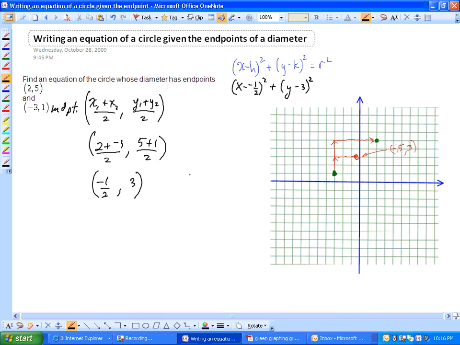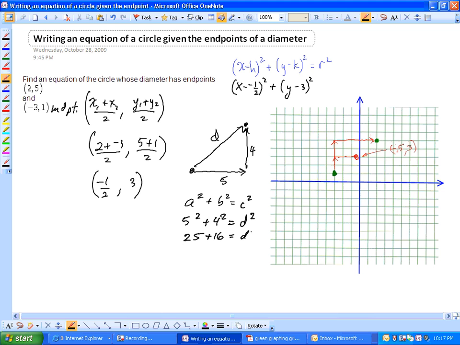So imagine, if you will, with me, the triangle formed by these 2 points. It's 5 wide and 4 high. So using Pythagorean theorem, I know that this diameter, d, is a squared plus b squared equals c squared. The leg squared plus the other leg squared equals the hypotenuse squared, which is the diameter. So 5 squared plus 4 squared equals diameter squared. 25 plus 16 equals d squared. And so that's 41 equals d squared, where d equals the square root of 41.